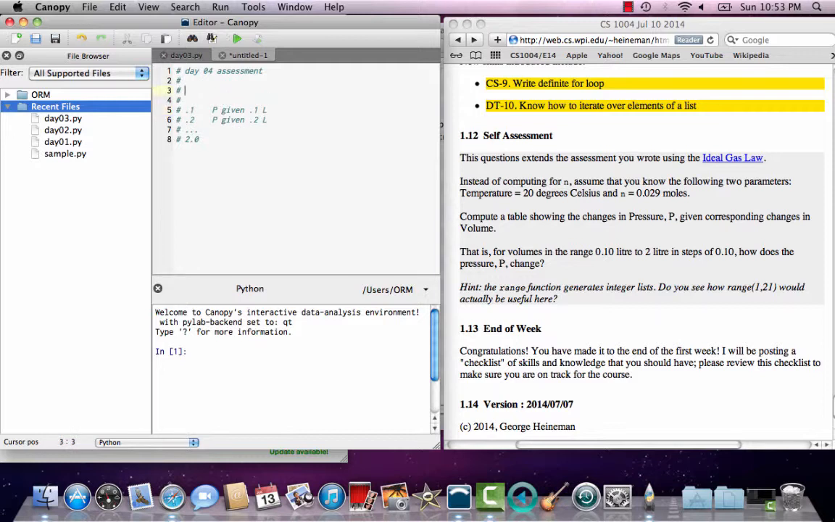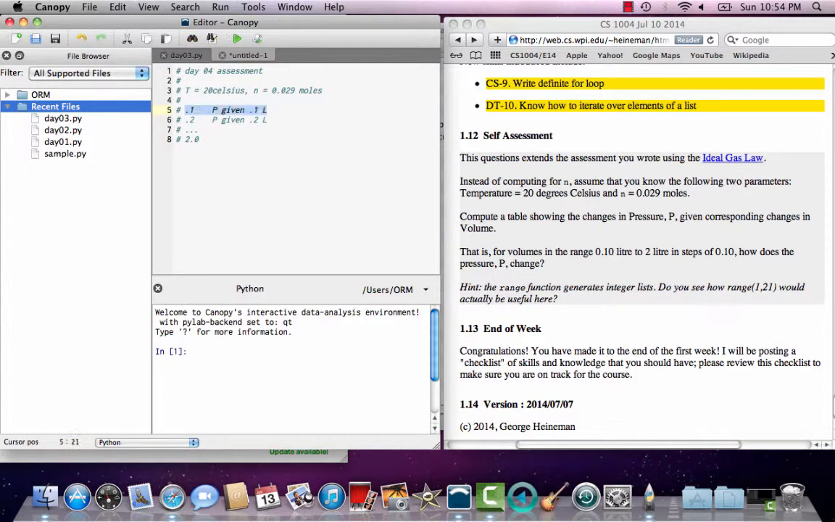Now in this table, certain values are constant. Temperature is going to be fixed at 20 degrees Celsius, and we know N, we've already done the computation, we're just going to assume that it's fixed at 0.29 moles. With this in mind, how do you start? Well, the real trick is trying to understand how you can see a loop when you're given just a format of output.